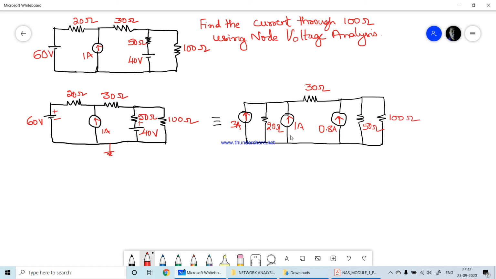Now why have I done this voltage source to current source conversion? Because for the matrix we write for this particular KCL, Kirchhoff's current law, we need all current sources to be present in the network. If we have voltage sources, writing KCL will not be possible. So as we take a KCL, it is always better to have current sources in place of voltage sources, so we do source transformation.